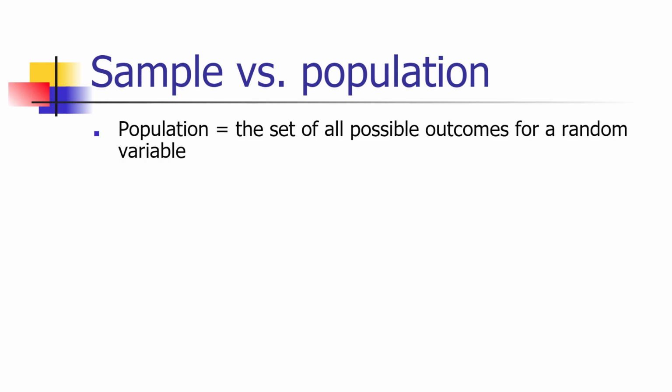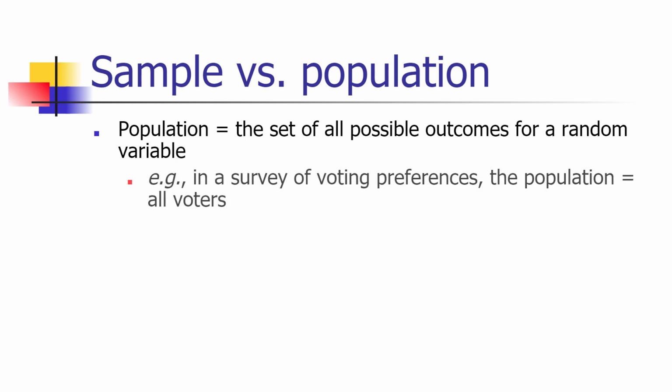The population consists of all possible outcomes for a random variable. For example, if you're doing a survey of voter preferences, the population would be all voters. If you're trying to characterize the population of college students, the relevant population would be all college students.